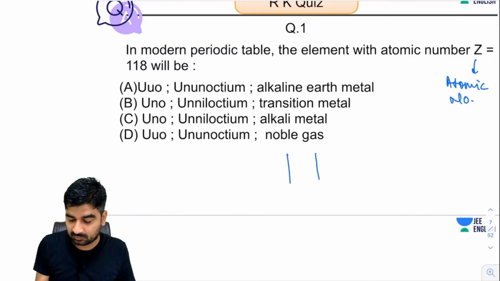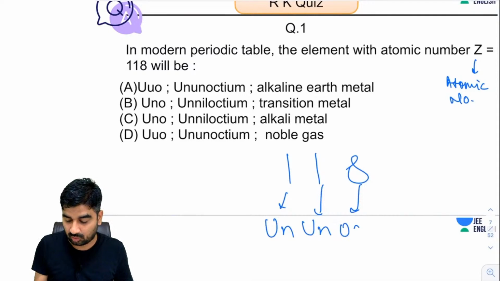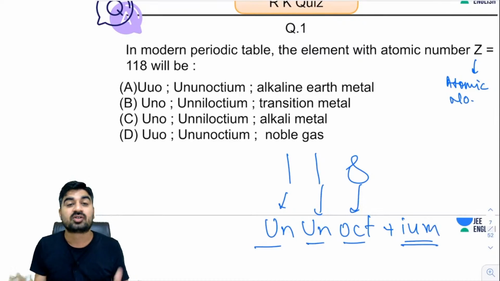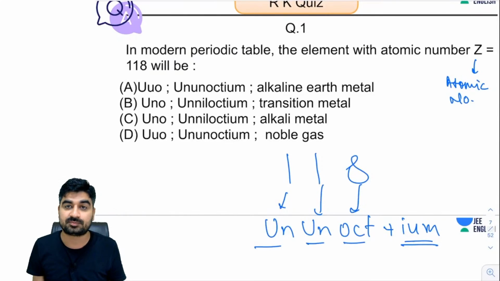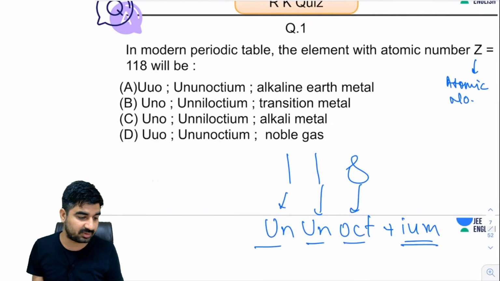So it is 118. For 1 we use un, for 8 we use oct, unoct plus em. So that is the way I told you. We discussed such problems in the class.